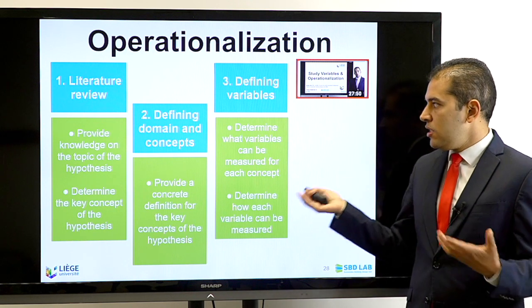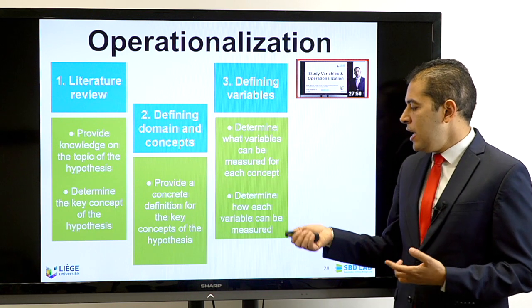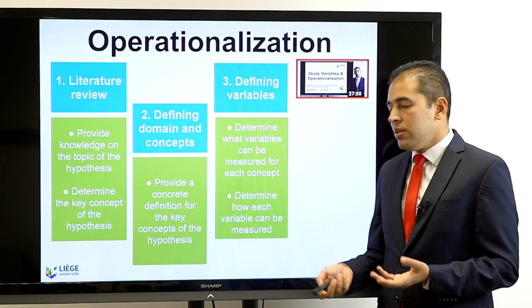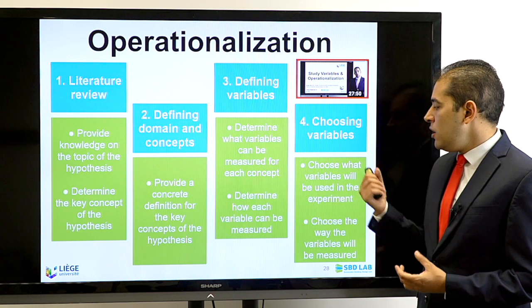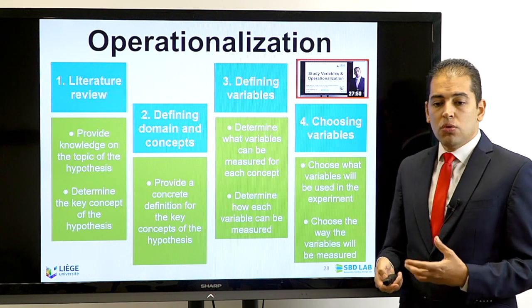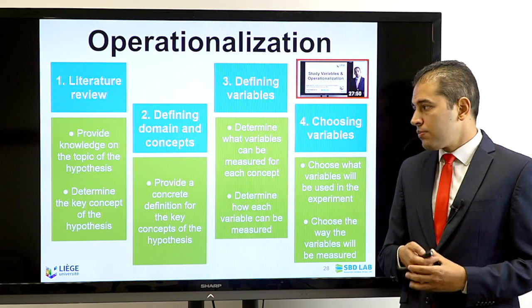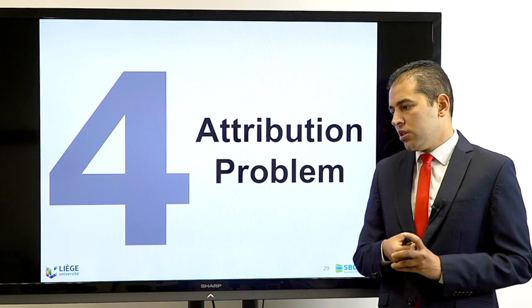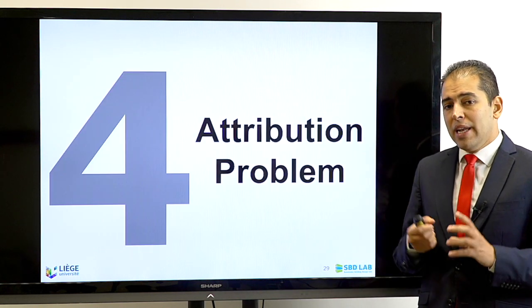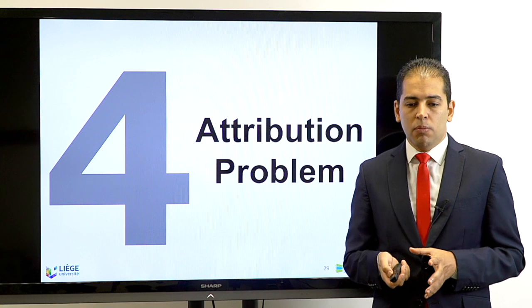So this is very important. Here comes the feasibility: when you define the variables and determine how each variable can be measured, it is very important. And finally, you make your selection in order to start your work. So this is the important part when it comes to operationalization. Let's talk about the attribution problem now.